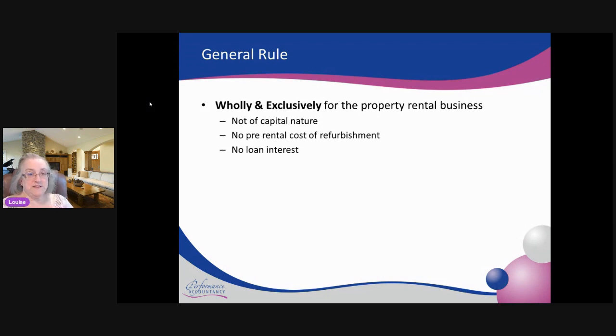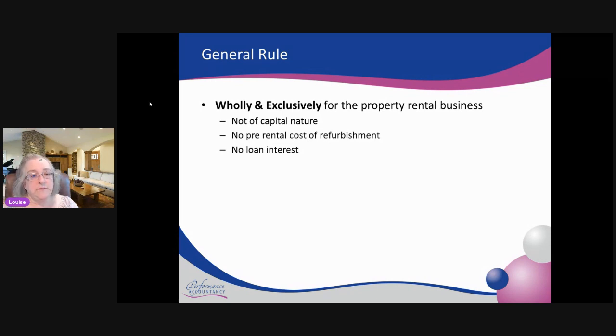So not of a capital nature, that could be converting an outbuilding into additional rental space. It could be the refurbishment of a bathroom, including a spa bath instead of a normal bath. That would be an upgrade. So again, that would be out of allowances for this, and all that's covered by this other video. There is another video called Rental Properties Repair or Capital Spend. So have a search around for that one and you'll find it.